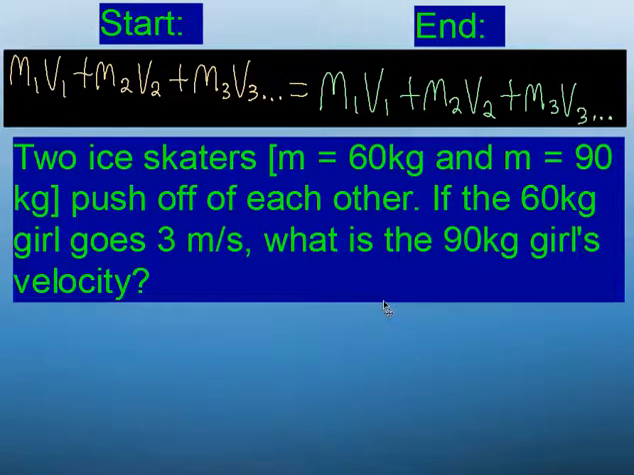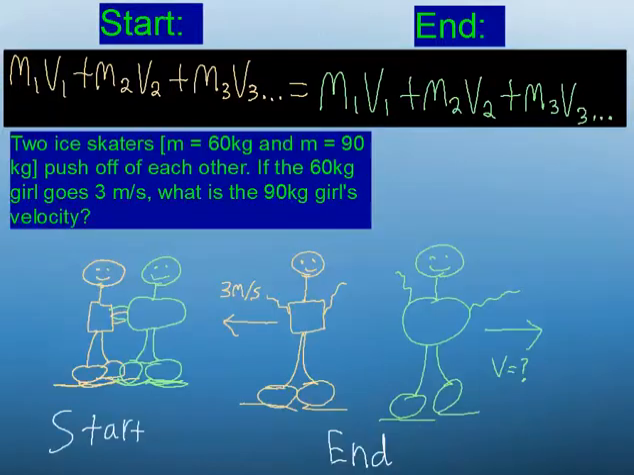As a really basic problem, so you can see how momentum works in the real world, we've got two ice skaters, a 60 kilogram girl and a 90 kilogram girl, and they push off of each other on the ice. If the 60 kilogram girl ends up going 3 meters per second, what is the 90 kilogram girl's velocity? So for momentum problems, a really good first step is to just draw the thing out so that you can keep track of everything. It just prevents you from making mistakes.